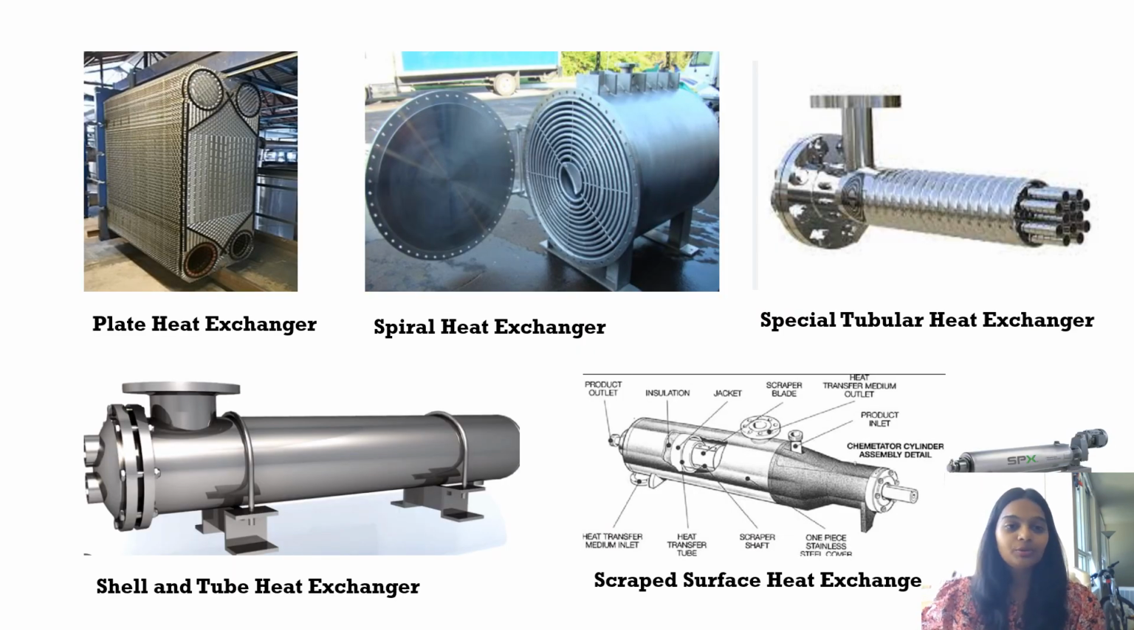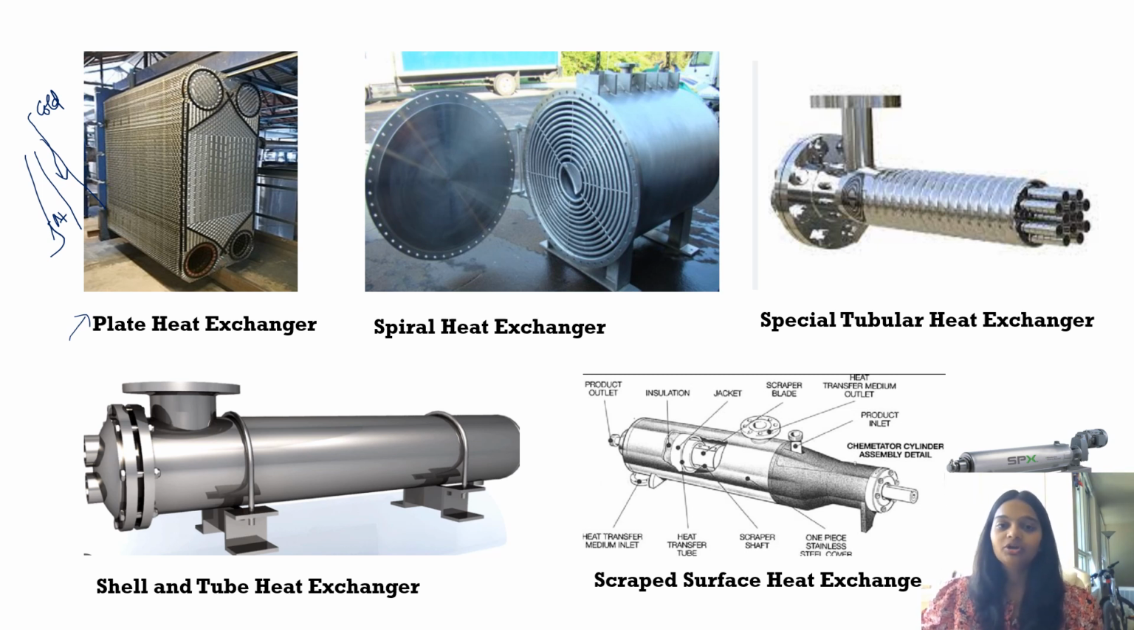The first one we have is the plate heat exchanger. Here, different plates are placed alongside each other. In one particular part you will have your hot fluid flowing, and in another component you will have your cold fluid flowing. As shown in the diagram, there are different plates linked together. So this is called a plate heat exchanger.